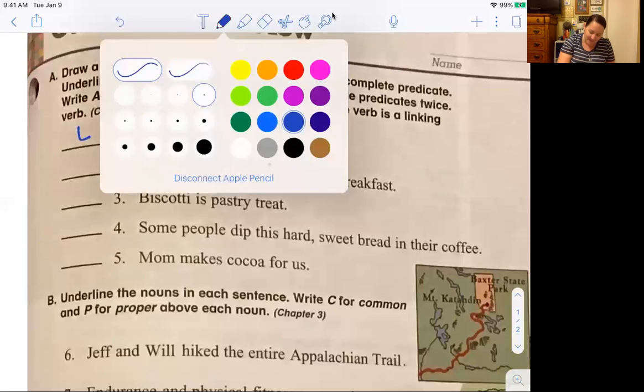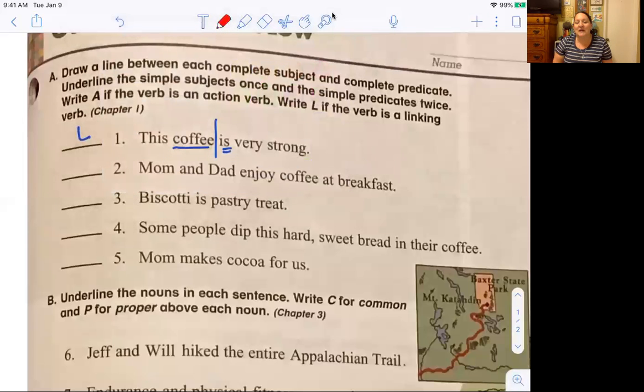Number 2, Mom and Dad enjoy coffee at breakfast. Where's my vertical line going to go? Between Dad and enjoy. Excellent. What's the predicate? What's the verb? Enjoy. Who enjoy? Mom and Dad. Now, is enjoy an action, like can you enjoy something, or is it linking? It's an action, so enjoy is an action verb.